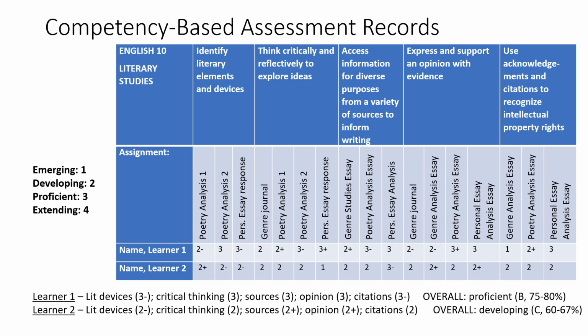Learner 2 is in literary devices at a low developing level, critical thinking developing, sources high developing, opinion high developing, and citations developing. So overall, they're about a developing level. So a C, which is 60 to 67%. So that one didn't change too much. It's maybe a little higher than the first example because I'm able to look for patterns rather than letting a bad mark overwhelm the grade. But they're pretty solidly in the developing range.